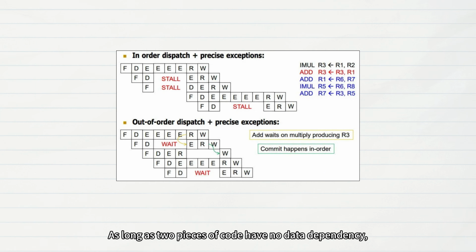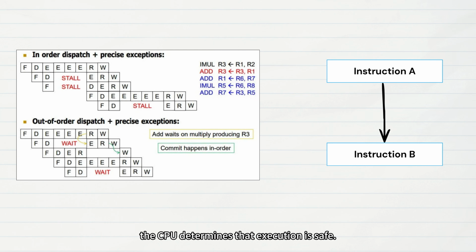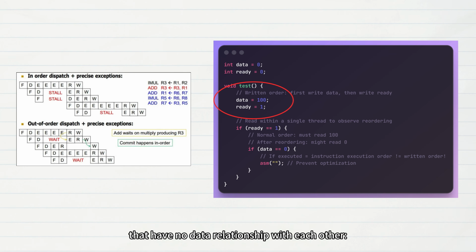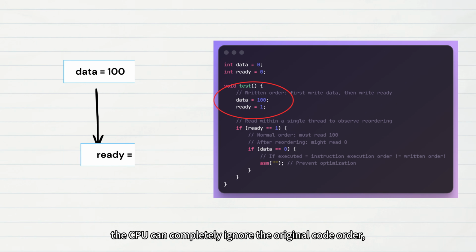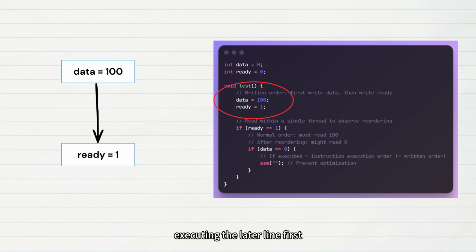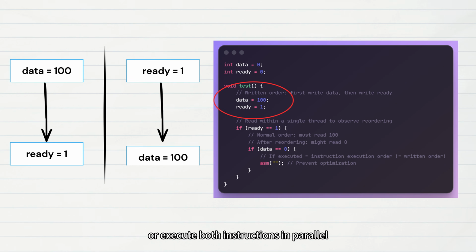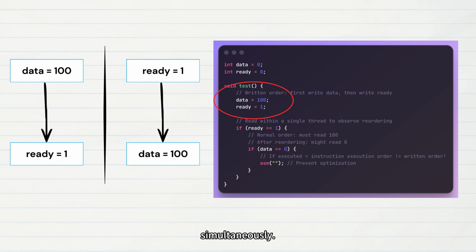As long as two pieces of code have no data dependency, do not share memory resources, do not occupy the same register, and do not affect each other, the CPU determines that execution is safe. It then autonomously reorders the original instruction sequence, adjusts execution timing. It can also mobilize multi-core resources to execute multiple instructions in parallel. For example, two independent assignment codes that have no data relationship with each other. The CPU can completely ignore the original code order, executing the later line first and then the earlier line, or execute both instructions in parallel simultaneously. Throughout, there will be no errors, no logic confusion, only significantly reduced runtime and improved hardware utilization.